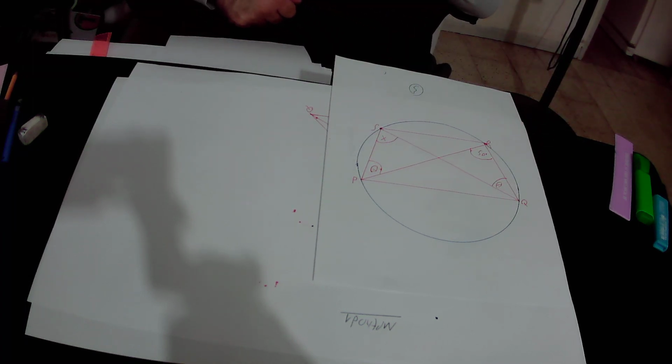And then we have rule number 2 that states that peripheral angles that subtend the same chord are equal to each other.